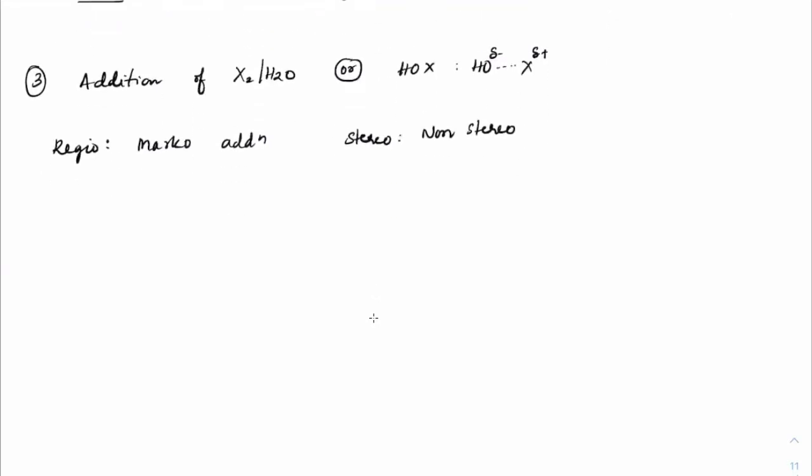Why non-stereo? Let us see. First, if you write the overall reaction, CH3, C triple bond CH on treatment with HOCl, we would first get CH3, C(OH) double bond CHCl. Okay, this is how the addition happened.